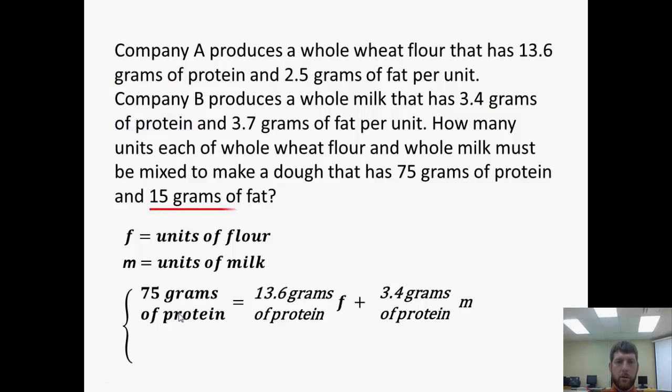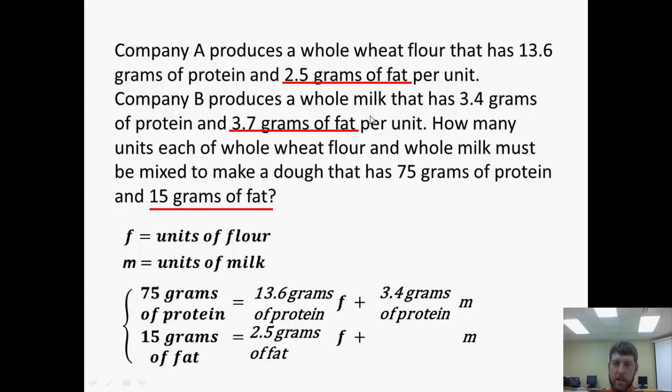Next total, 15 grams of fat. Again, it's a total, so it's a sum of the variables. Variables are not measured in grams of fat, so I've got to put some grams of fat rates with each of these variables. So if we look at it, 2.5 grams of fat per unit of flour, 3.7 grams of fat per unit of milk, and we just put the things that are alike together. 2.5 grams of fat with the flour, 3.7 grams of fat with the milk. Fat plus fat equals fat. Protein plus protein equals protein.